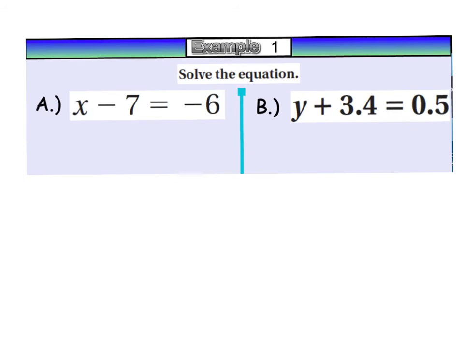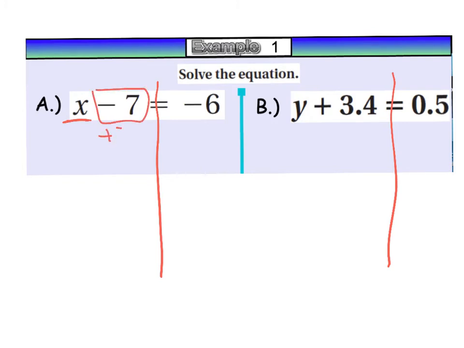So here we go. Let's do it. I'm going to draw a line down through the equal sign because that means I have to do the same thing. I want x by itself. They're subtracting 7, so I'm going to do the opposite and add 7. -6 plus 7 gives me 1, so x equals 1.